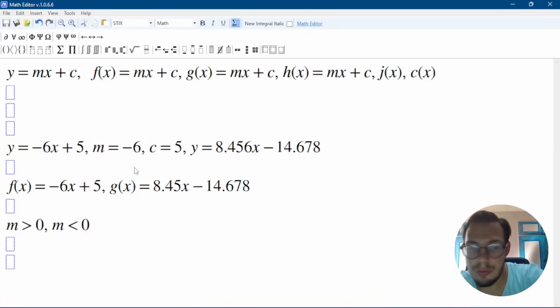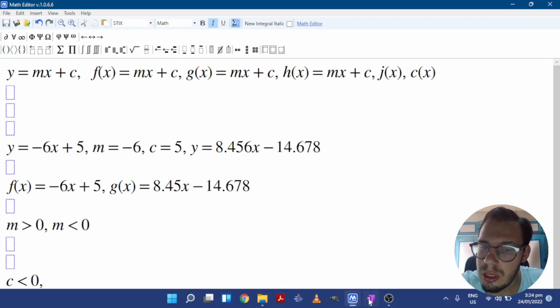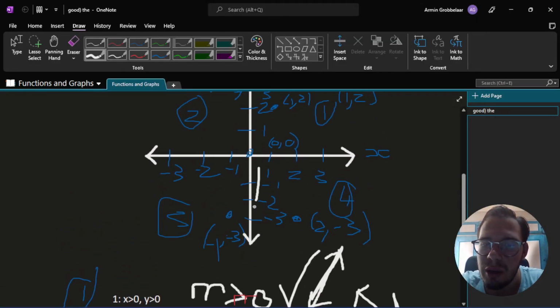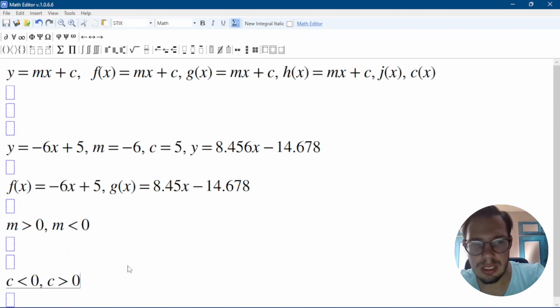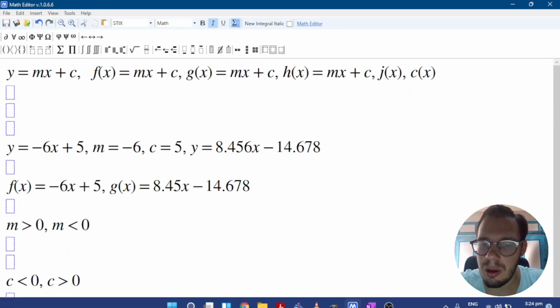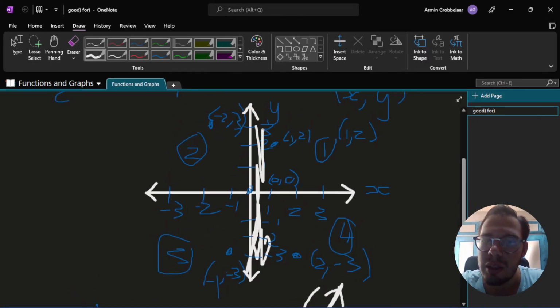Then, if c is less than 0, then the linear function will cut the y-axis at the negative side. So it will cut the y-axis somewhere in the negative side here at the bottom. But if c is greater than 0, then it will cut the y-axis on the positive side. So where y is positive, so it will cut it on the top here somewhere. So somewhere on this part here.